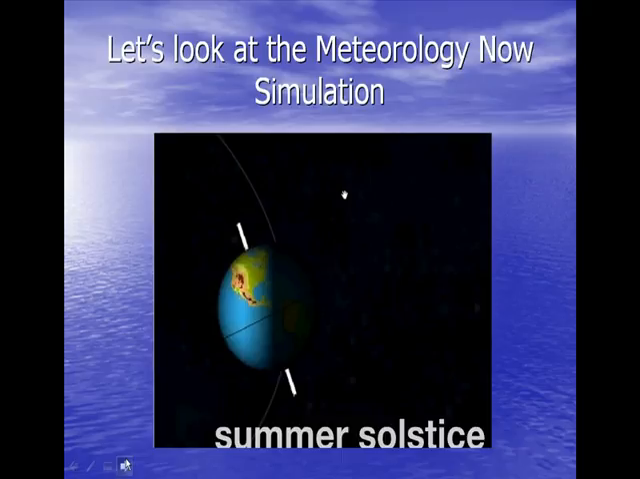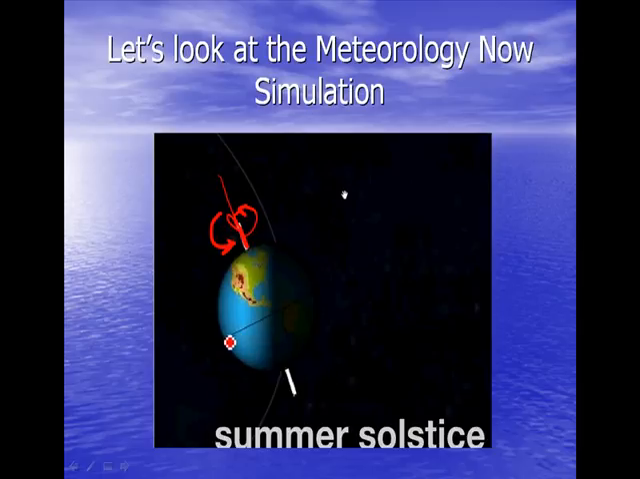And if you look at the Meteorology Now simulation, we'll begin to see this, and in fact, I will start it here in just a few moments. But notice the northern hemisphere. Notice that if we're looking down upon the northern hemisphere, the rotation is counterclockwise. So we're actually seeing this type of rotation about this particular axis here.